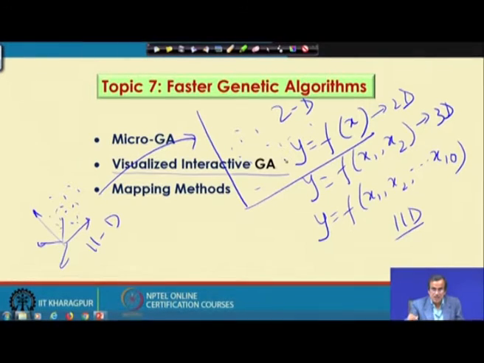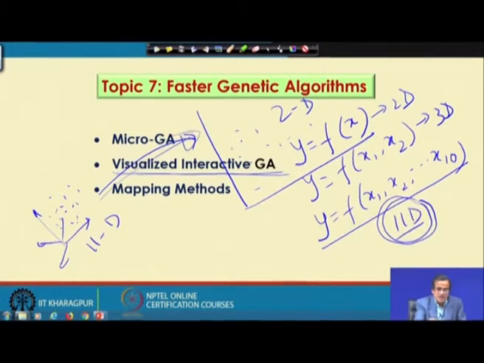that you try to concentrate your search only in this particular region. Here the working principle of visualized interactive GA is very simple. Supposing that GA is working on a higher dimensional space, trying to find the optimal solution in 11 dimensions. 11 dimensions we cannot visualize, so this 11 dimensional data are mapped to a lower dimension, either 2D or 3D, for the purpose of visualization.